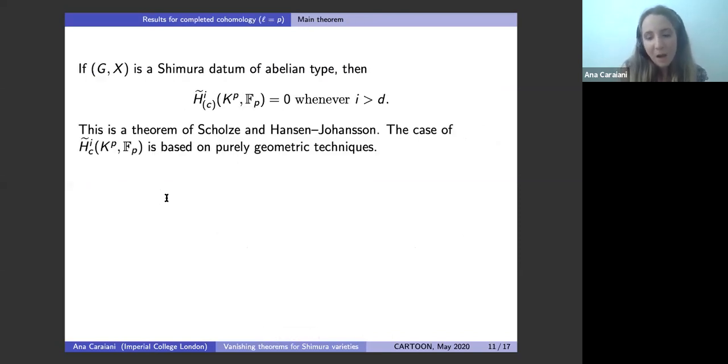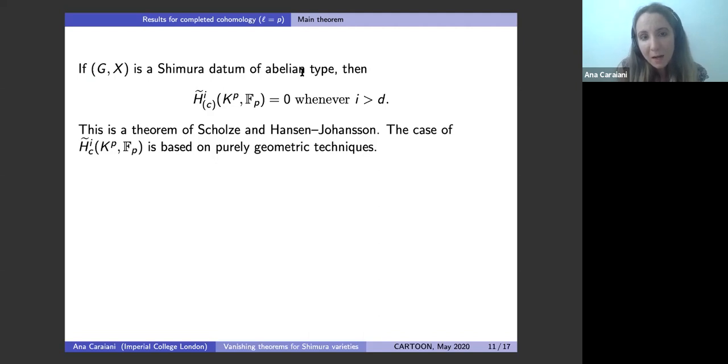All right. So now I want to mention some vanishing theorems that can be proved using perfectoid Shimura varieties and the Hodge-Tate period morphism. The first thing that I want to say is this conjecture of Calegari and Emerton about vanishing of completed cohomology, where you are really going to infinite level at p. This is now known, and it's a theorem of Scholze and Hansen-Johansson. And this is known in the case of, say, Shimura varieties of abelian type.